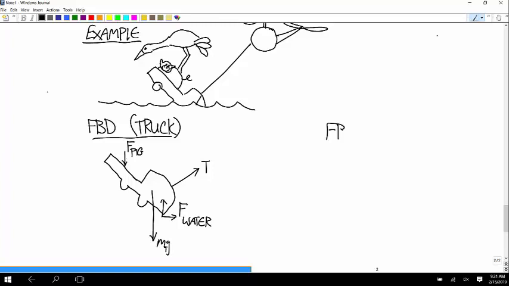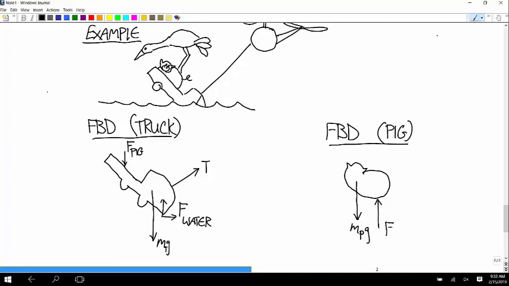And now a free body diagram of the pig. Okay, that's a closed outline of the pig. So what forces are acting on the pig? There's the weight force. That's the mass of the pig times gravity. There's a force pushing up from the truck. There's a force pushing down from the bird.